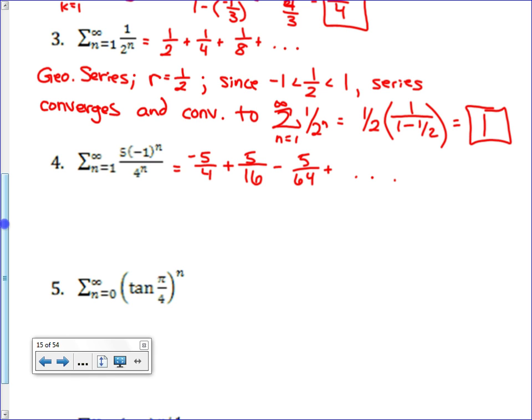Is it geometric? On top? Yes. On bottom? Yes. I think so. Yes, it is geometric, but what would my common ratio be? Negative 1/4. Negative, right? Wait, is it pi or is it n? n. Yeah, it's n.